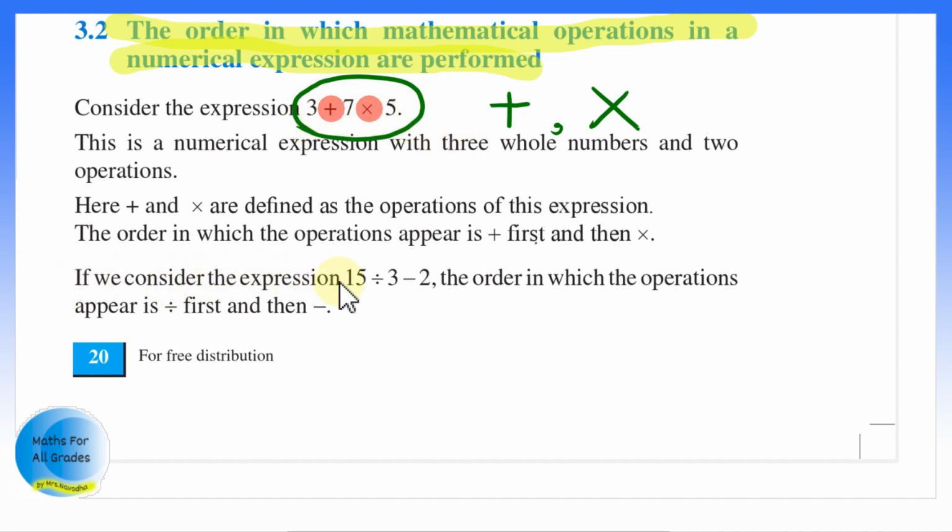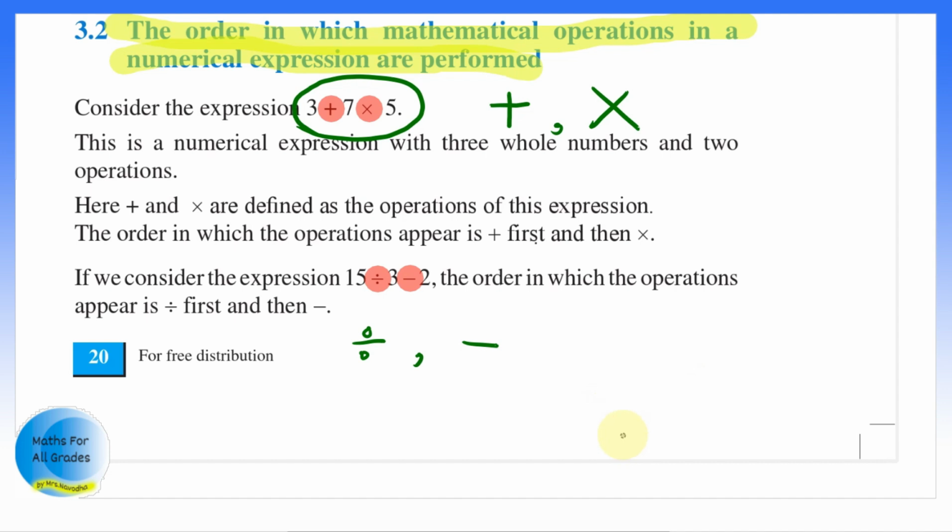If we consider the expression 15 divided by 3 minus 2, the order in which the operations appear is division first and then subtraction. Yes, you read it as 15 divided by 3 minus 2. Division comes first and after that subtraction. So that's the order. When you are asked to write the order, you write division first and then subtraction. Here we are just identifying what the whole numbers are and what the mathematical operations used in an expression are, and then the order of the mathematical operations.